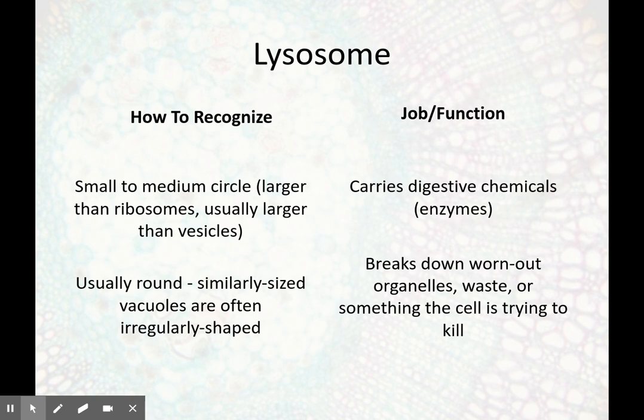The job of a lysosome is to carry digestive chemicals or enzymes. These enzymes or digestive chemicals break down worn out organelles, waste, or something that the cell is trying to kill. For example, your white blood cells have the job of killing bacteria and viruses that are in your body. And so the cell will bring in whatever it's trying to kill, and then the lysosomes attach to it and then spill out their digestive juices and enzymes and start killing whatever it is that the cell wants to kill.